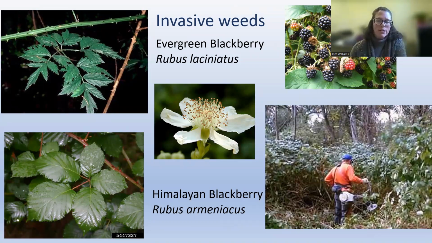And so I just wanted to talk about some of the problems that we have. We have invasive weeds. Invasive weeds are a pretty huge problem. So here's one of the main invasive weeds that people deal with all the time. The blackberries, the evergreen blackberry, which is in the top left, and the Himalayan blackberry, which is in the bottom left. The evergreen blackberry has more spikes, and it's just spikier in general. And the Himalayan blackberry has more rounded leaves.